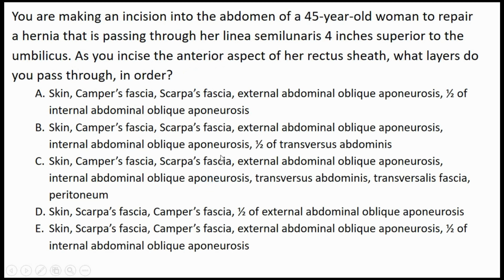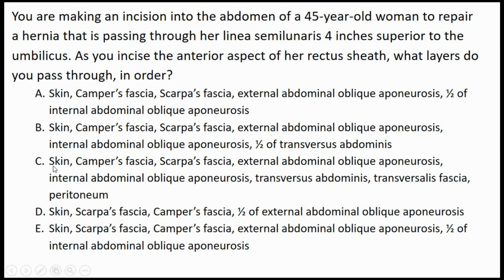All right, so now we're doing an incision through the abdomen. So where are we at? We're passing through the linea semilunaris, 4 inches superior to the umbilicus. So superior to the umbilicus, that's going to be above the arcuate line. So if we go through the anterior aspect of the rectus sheath, what do we pass through in order?